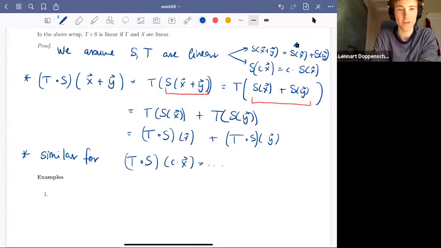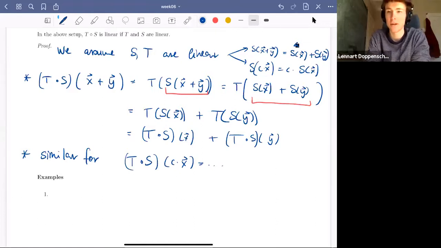Oh, Idris has a very interesting question. So Idris asked whether the order can be switched. Let me just throw this back to the class. What do you guys think? Can it be switched or can it not be switched?